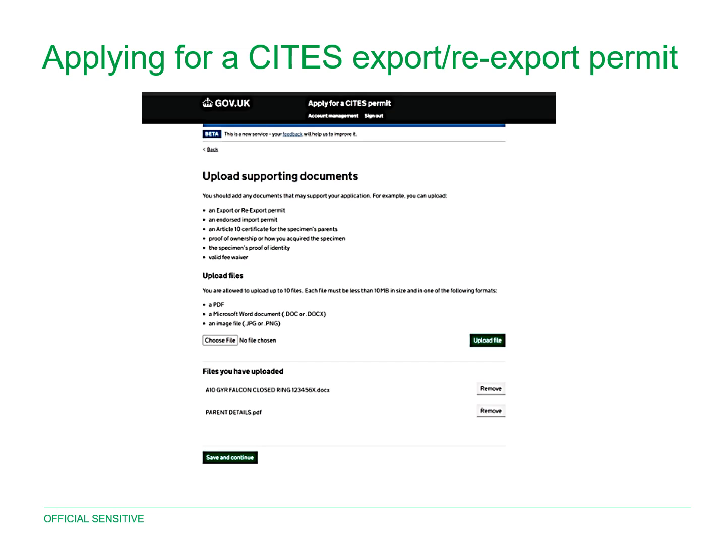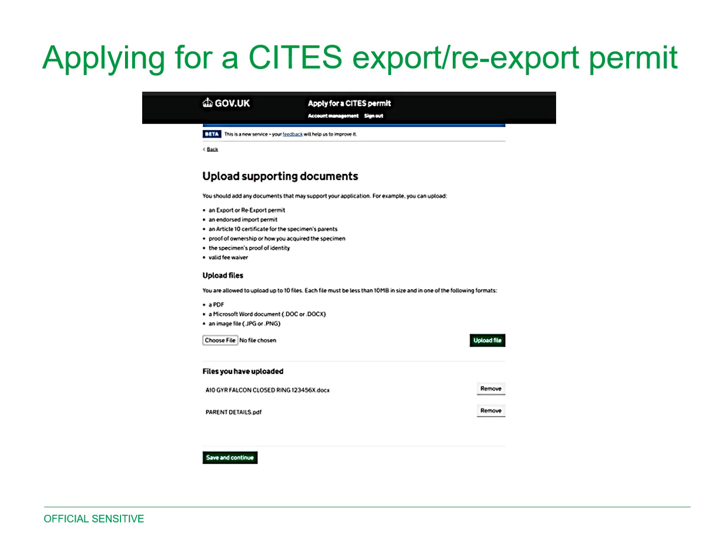You must upload any documents in support of your application at this point. For a live falcon, this could be copies of the parent Article 10 certificates, or a copy of the Article 10 certificate for the live falcon being exported, as it is now a requirement for live Annex A species to have a valid Article 10 certificate before an export permit can be issued.